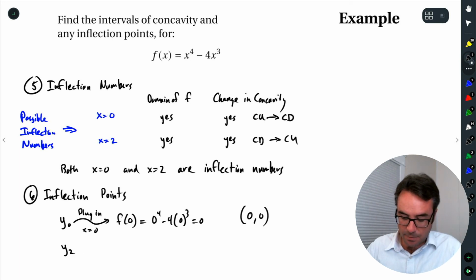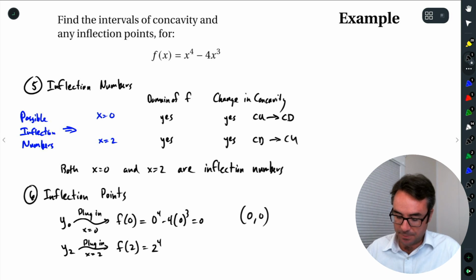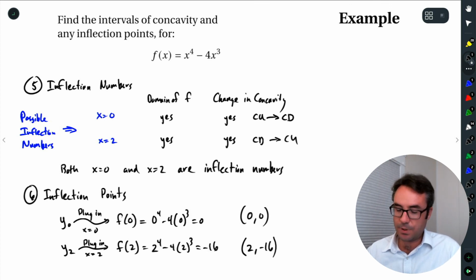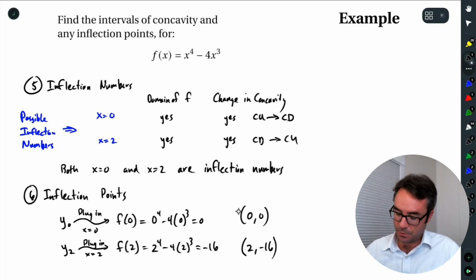Let's find the y-coordinate for x equals 2. We'll call it y2 here, just to give it a name. What we're going to do is plug in x equals 2. So we're going to take our original function, plug 2 into it. So we get 2 raised to the power 4 minus 4 times 2 cubed. And what do we get? 16 minus 32. We get negative 16. So that means 2 comma negative 16 is also an inflection point. So these are our two inflection points.